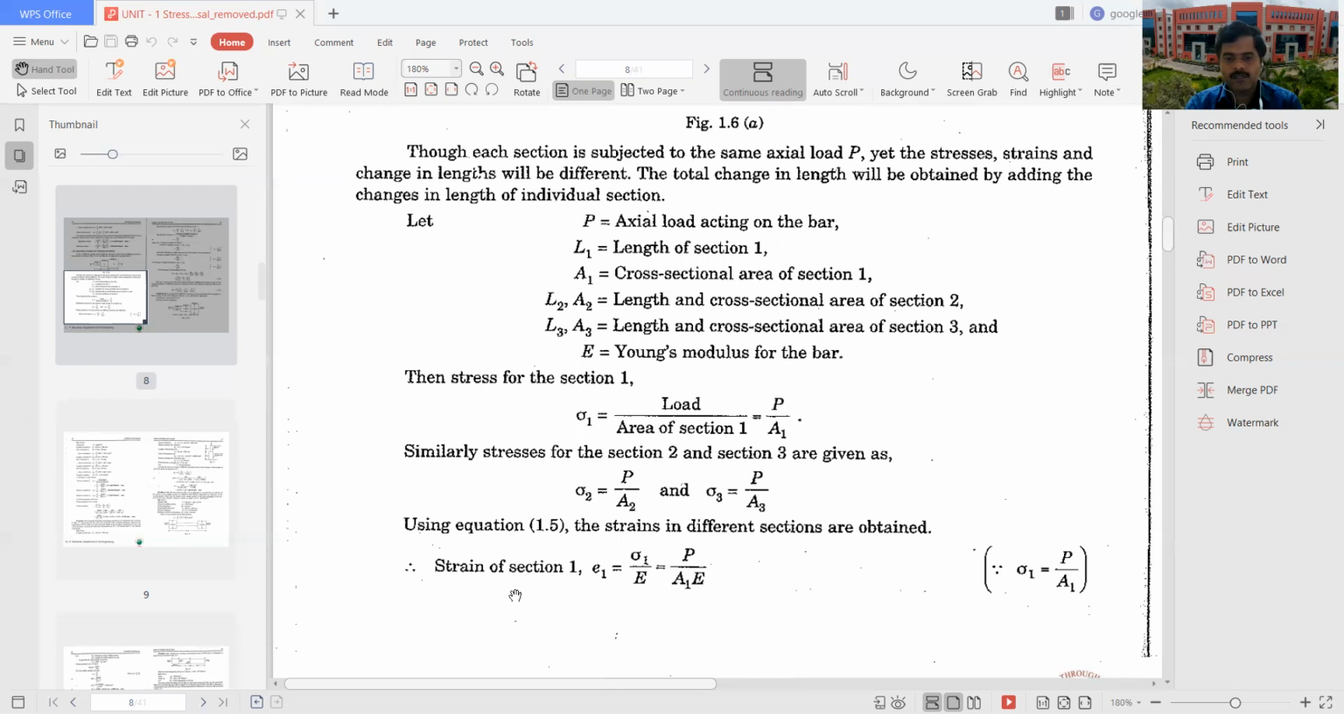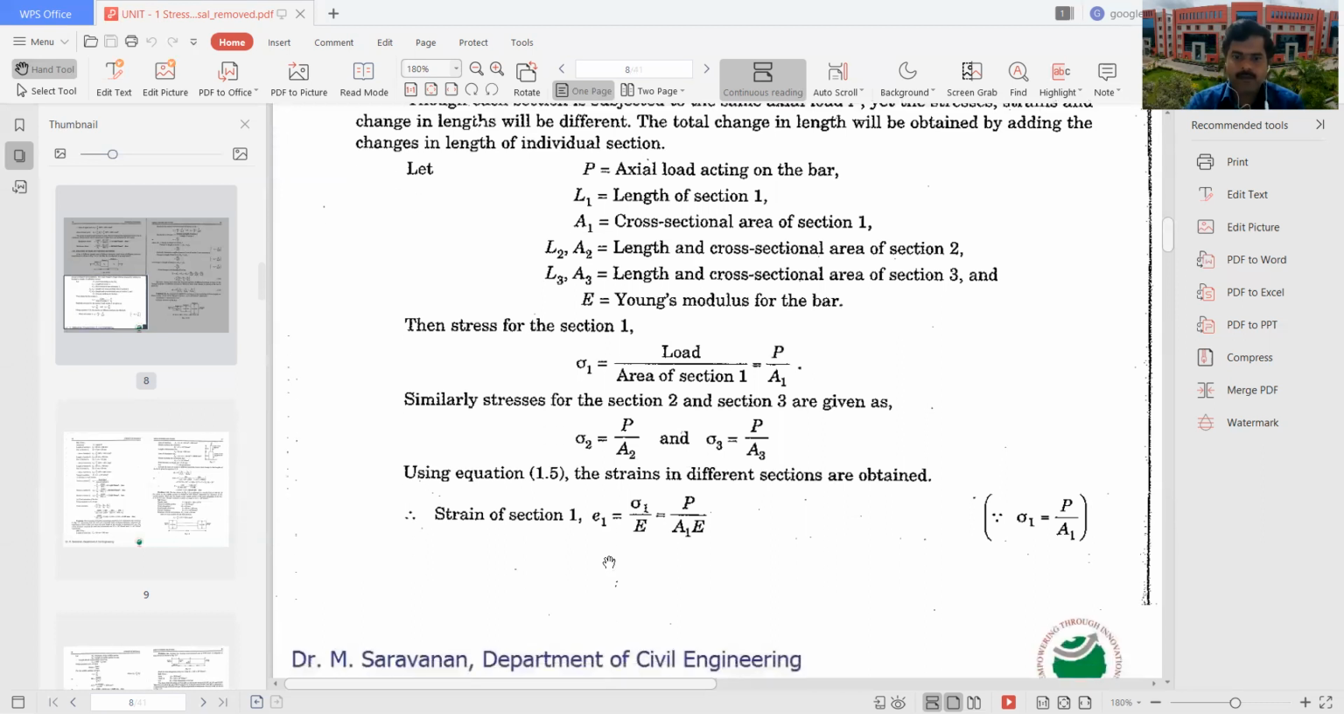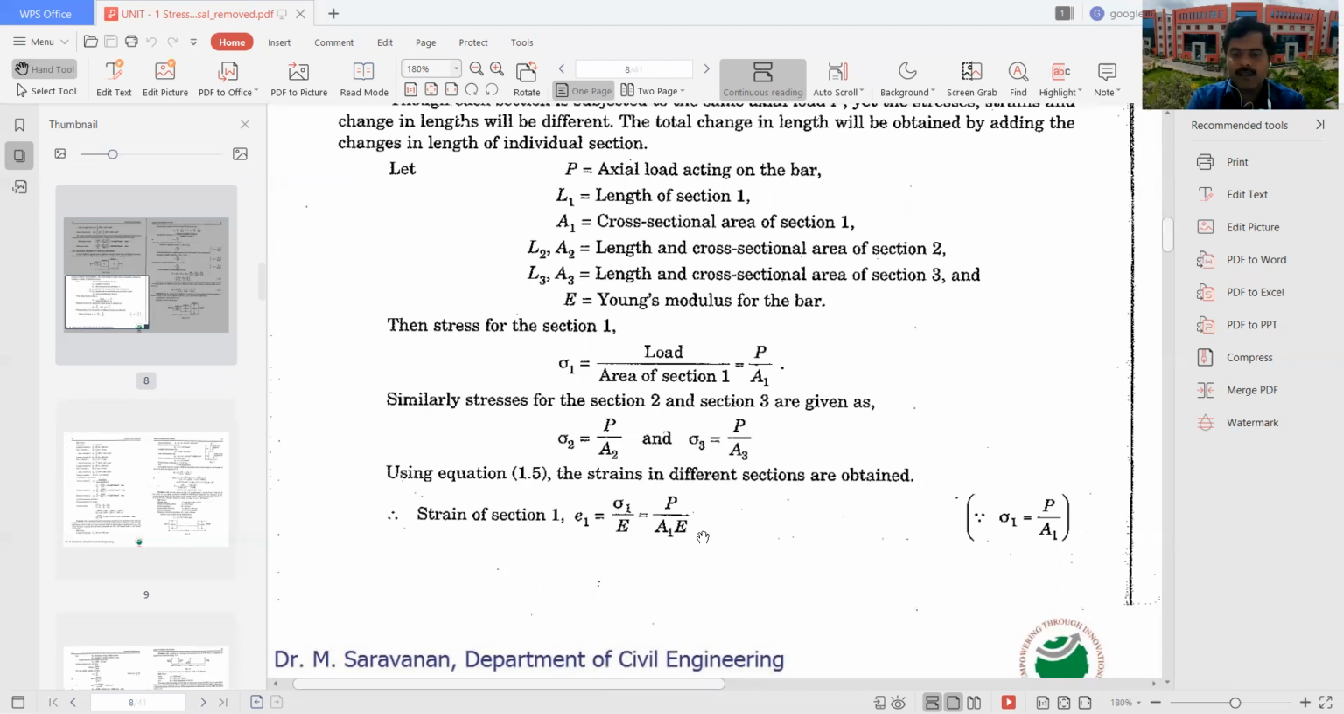Then strain. How to calculate strain? Strain is nothing but stress by Young's modulus. Young's modulus is equal to stress by strain, and from that relation we get strain equal to stress by Young's modulus. So the strain of section 1, epsilon 1, is equal to sigma 1 by E, and sigma 1 is P by A1, so epsilon 1 is equal to P by A1 E.